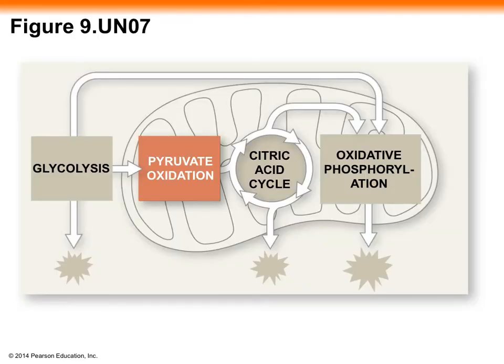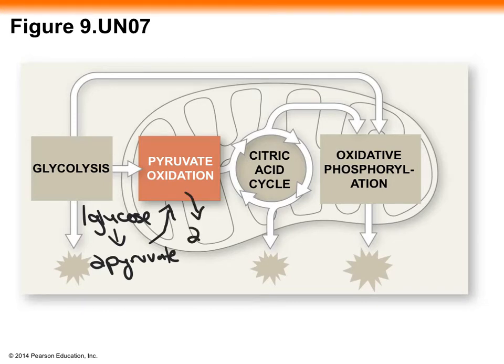So in the presence of oxygen, glycolysis would yield from 1 glucose 2 pyruvates. The pyruvate would enter into the mitochondrion and go through pyruvate oxidation, and this would yield 2 acetyl coenzyme A's. Each pyruvate would have to go through once, so we would end up with 2, and these are going to go into the citric acid cycle, which we will be talking about next.